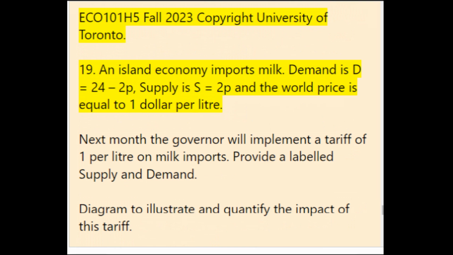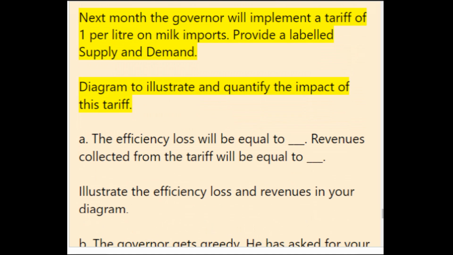19. An island economy imports milk. Demand is D equals 24 minus 2p, supply is S equals 2p, and the world price is equal to $1 per liter. Next month the governor will implement a tariff of $1 per liter on milk imports. Provide a labeled supply and demand diagram to illustrate and quantify the impact of this tariff.